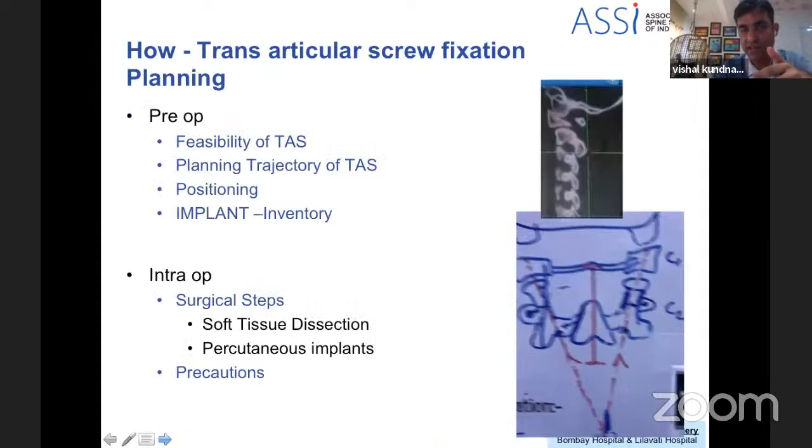So let's see this in detail. What is planning all about? Planning is all about checking whether there is a feasibility of transarticular screw. And believe me, if you follow these basic steps, the chances of you having problems with transarticular screw is almost nil. And that's my guarantee to it. Check whether feasibility of transarticular screw is there or not. What is the exact trajectory of transarticular screw that I'm going to get? It may be tailor-made, it's not fixed.